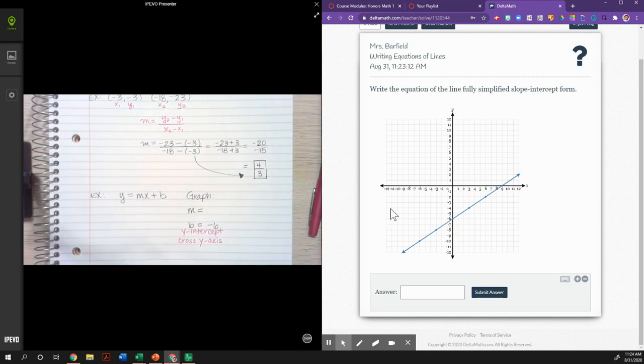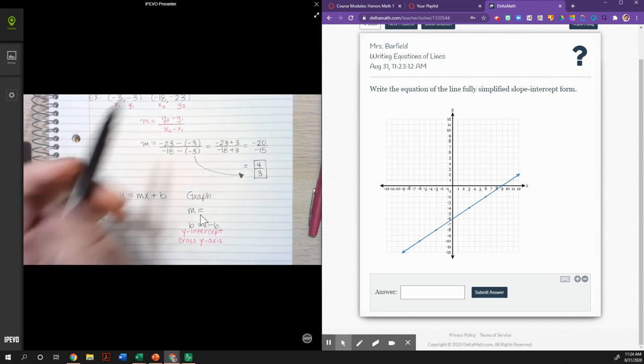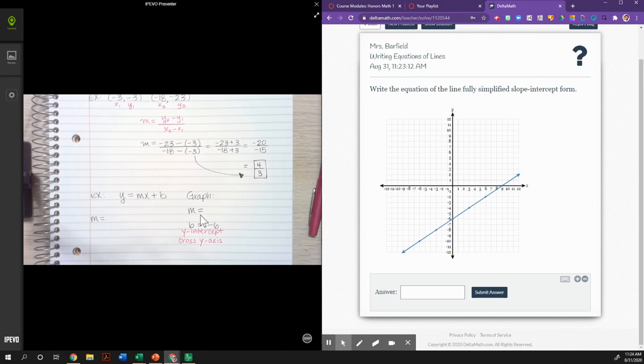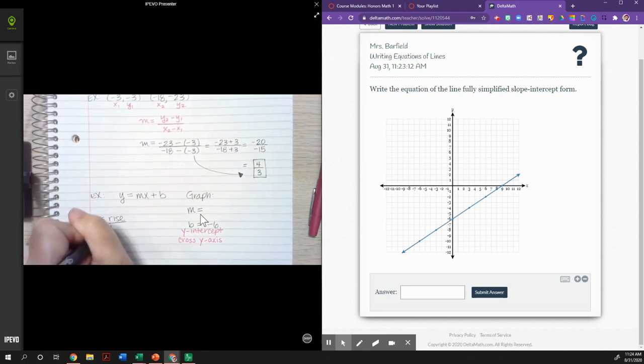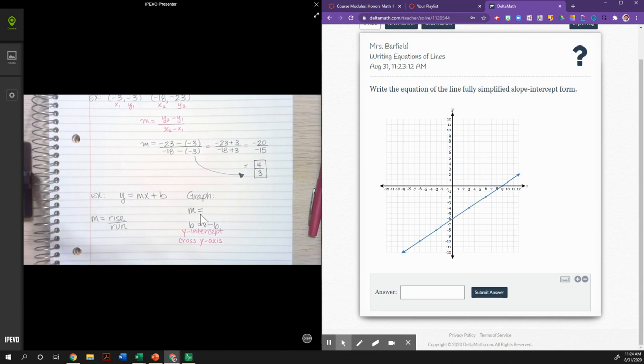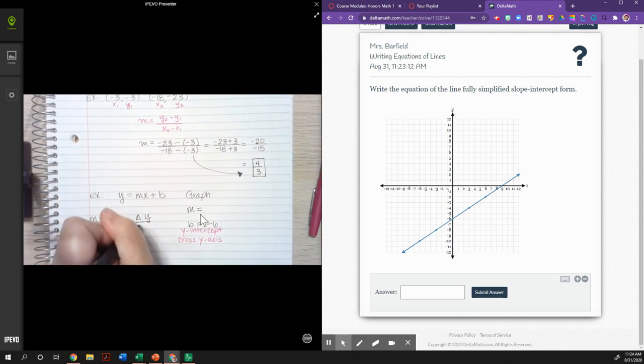All right, your slope, okay? So your m. So remember, you've got your slope formula, but if you remember slope, you may have been taught rise over run. All right, now your rise, that is your change in y. And I wrote a triangle there. That's a delta. That means change. And then your run is your change in x.